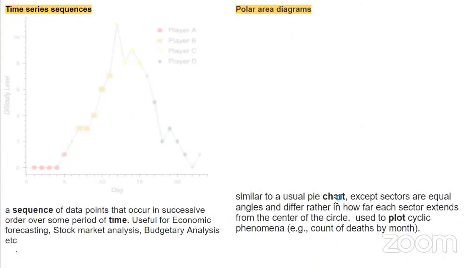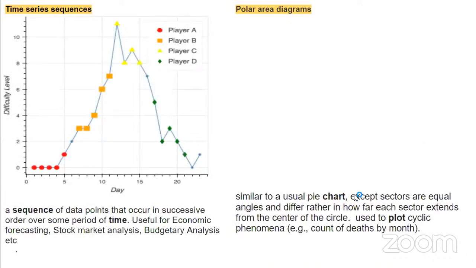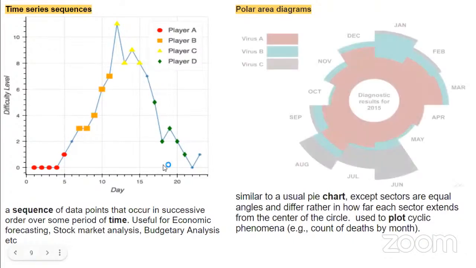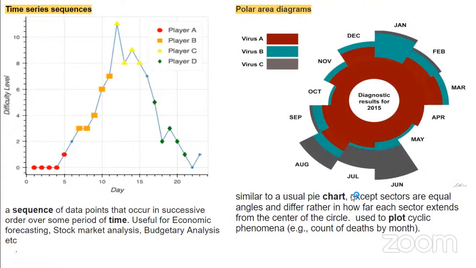A time series is a sequence of data points that occur in successive order over some period of time, useful for economic forecasting, budget analysis, and stuff like that. And polar area diagrams are similar to a usual pie chart, except sectors are equal angles and differ rather in how far each sector extends from the center of the circle. It's used to plot cyclic phenomena, e.g. counts of tests by month or count of, let's say, enrollments and stuff like that. That's going to move a bit faster because our time is far spent.